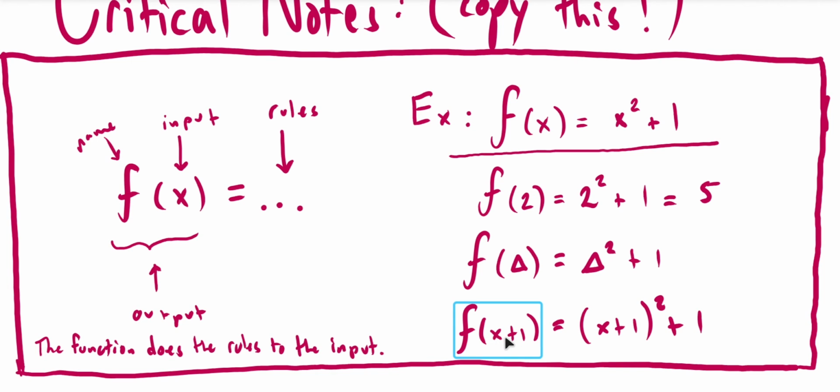And in particular, sometimes we'll plug in expressions of x. I want you to just do exactly what you would have normally done to x, but now you need to do it to the whole thing. So in this case, I plug in x plus 1. So what I'm going to do is square it, and add 1. That's it. That's function notation.